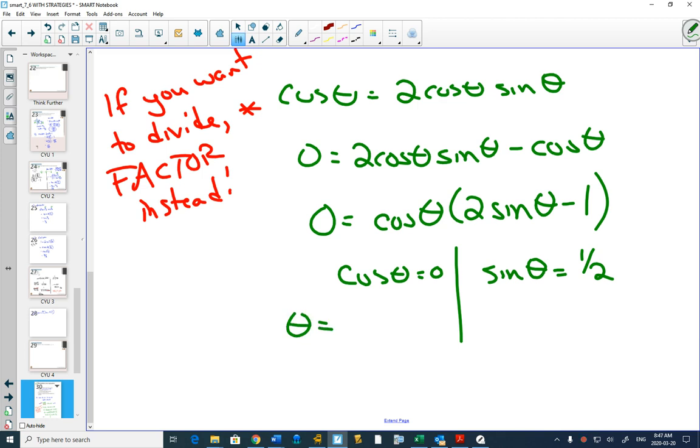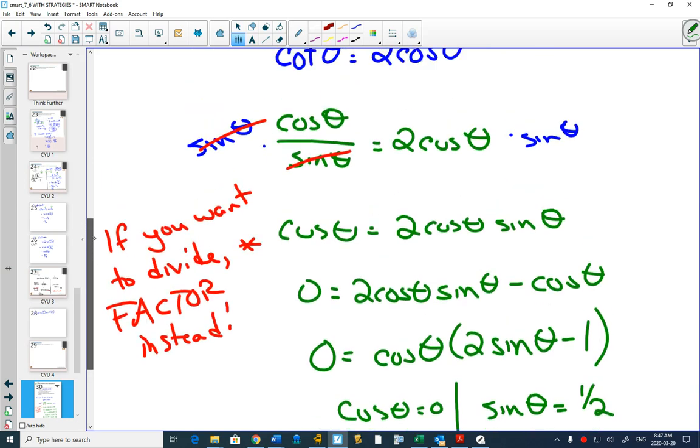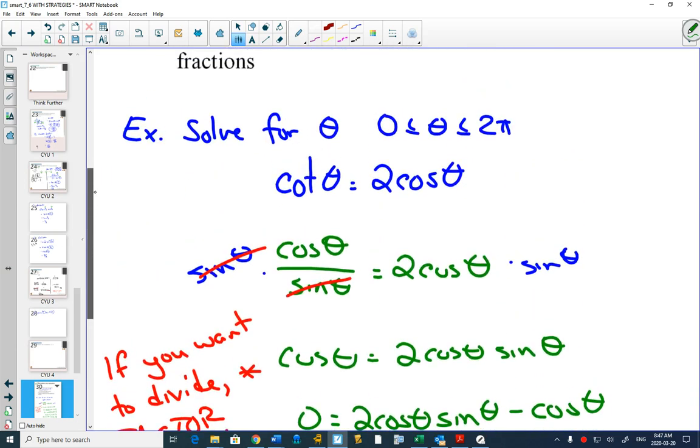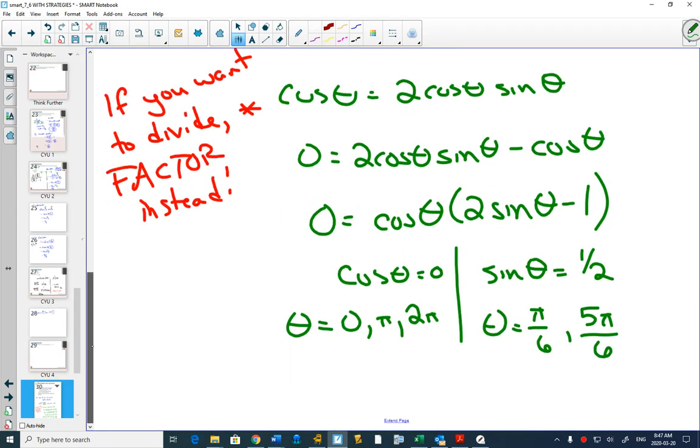When is cos equal to 0? 0, pi and 2 pi. When is sine equal to a half? Quadrant 1, quadrant 2, pi over 6 family. Okay, again, we get used to solving between 0 and 2 pi. This is where I have to go back and reread my question. Yes, my domain was between 0 and 2 pi, and both 0 and 2 pi were included, so this is good.